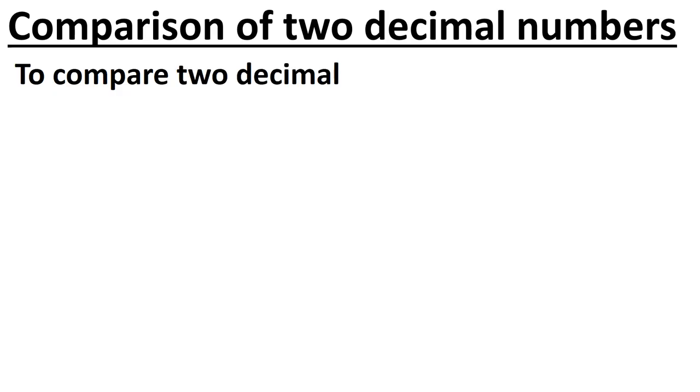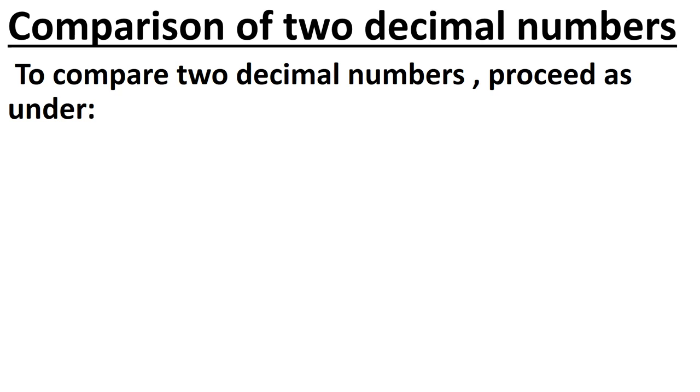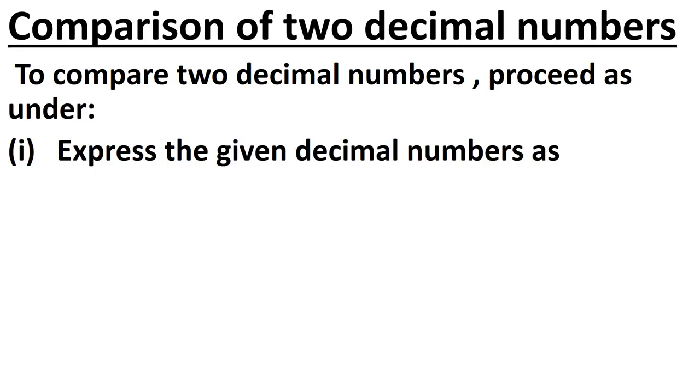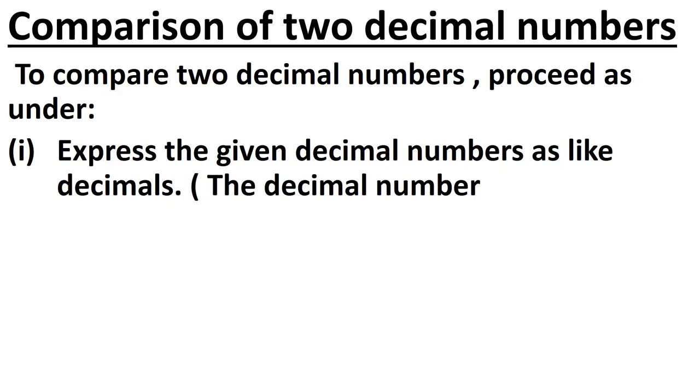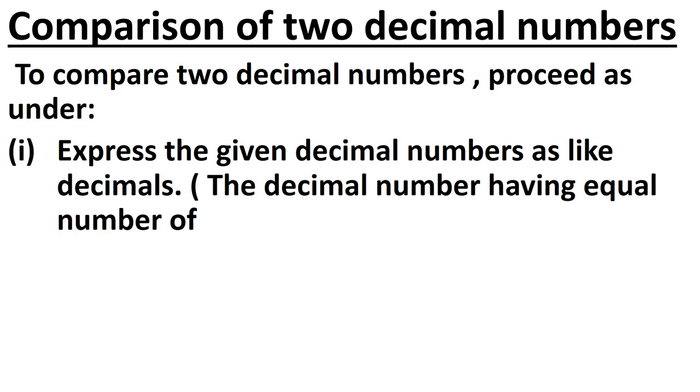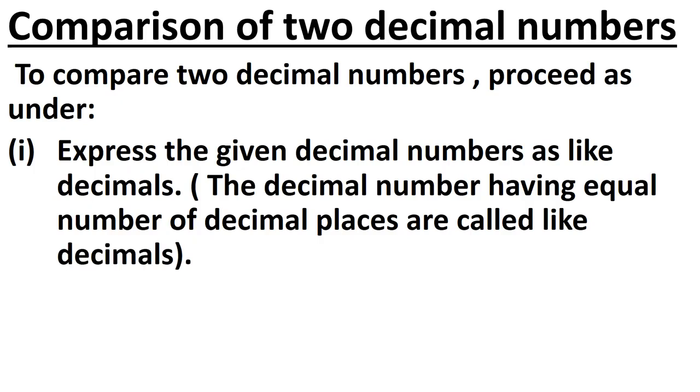Now we will do comparison of two decimal numbers. To compare two decimal numbers, proceed as under. Here are some steps that you need to follow. First is, express the given decimal numbers as like decimals. What are like decimals? The decimal numbers having an equal number of decimal places are called like decimals. First of all, you need to convert decimal numbers into like decimals. It will become easier for you to compare.